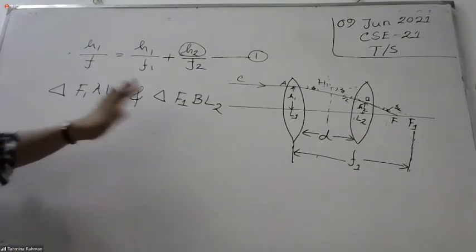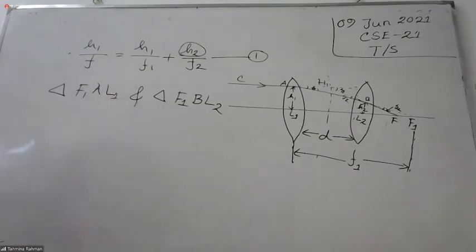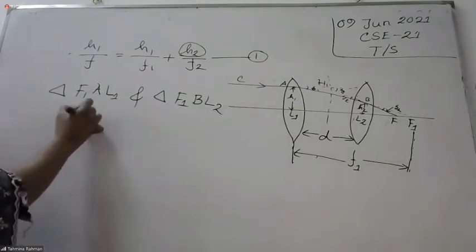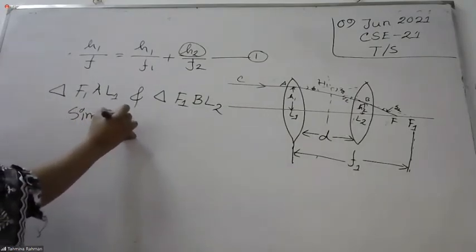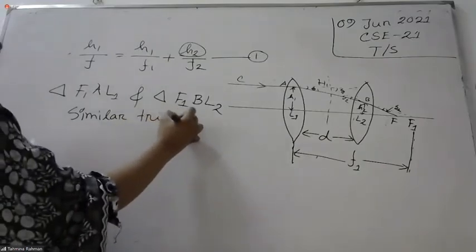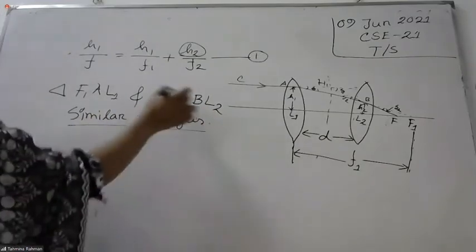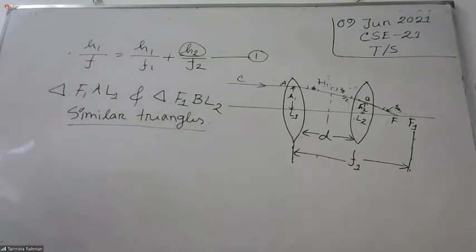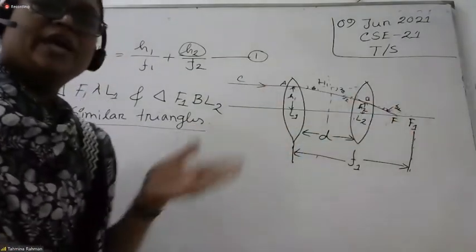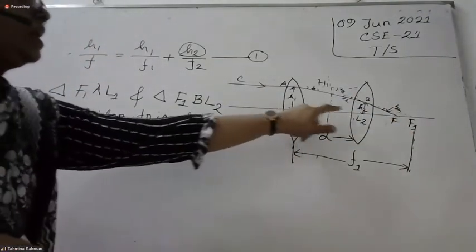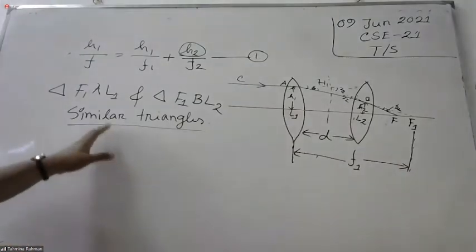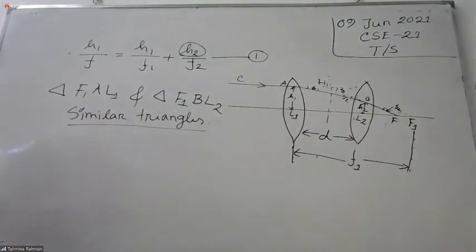These two triangles are similar triangles. Are you agree with me? Yes, ma'am. Why? One angle is 90 degrees and one angle is common, so all angles are equal. This angle is common, and this is 90 degree and this is 90 degree. So obviously these two triangles are similar triangles.